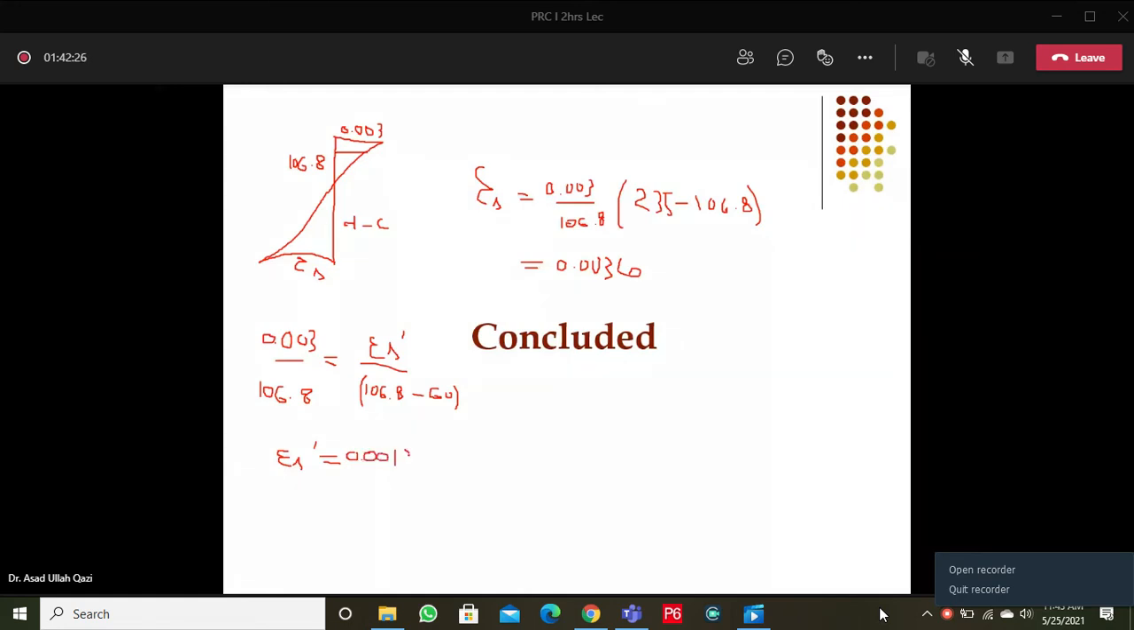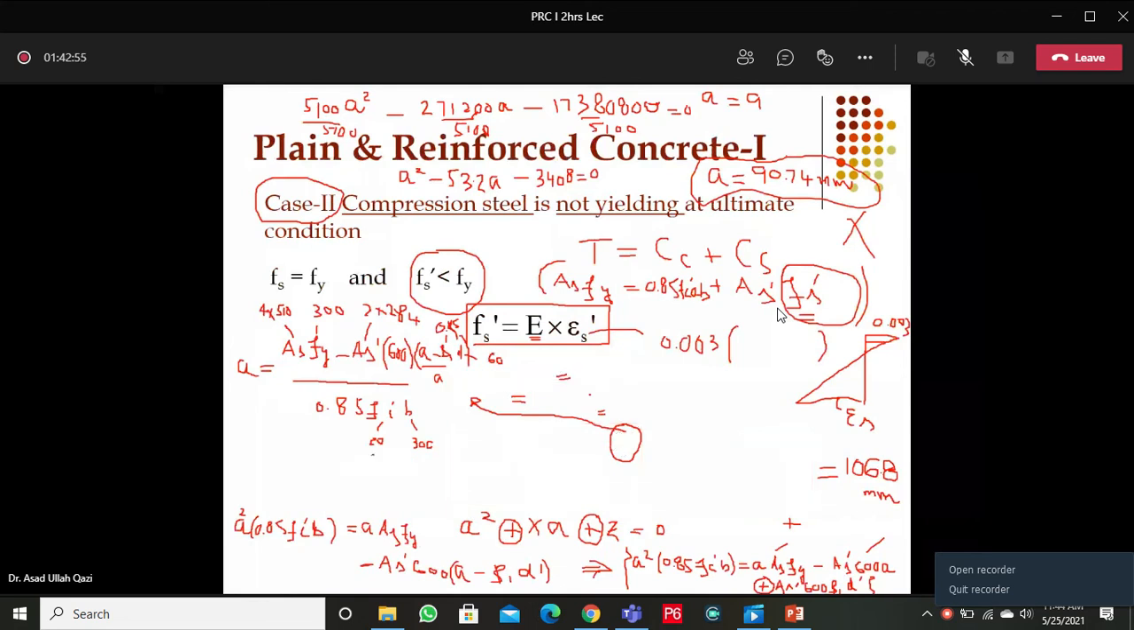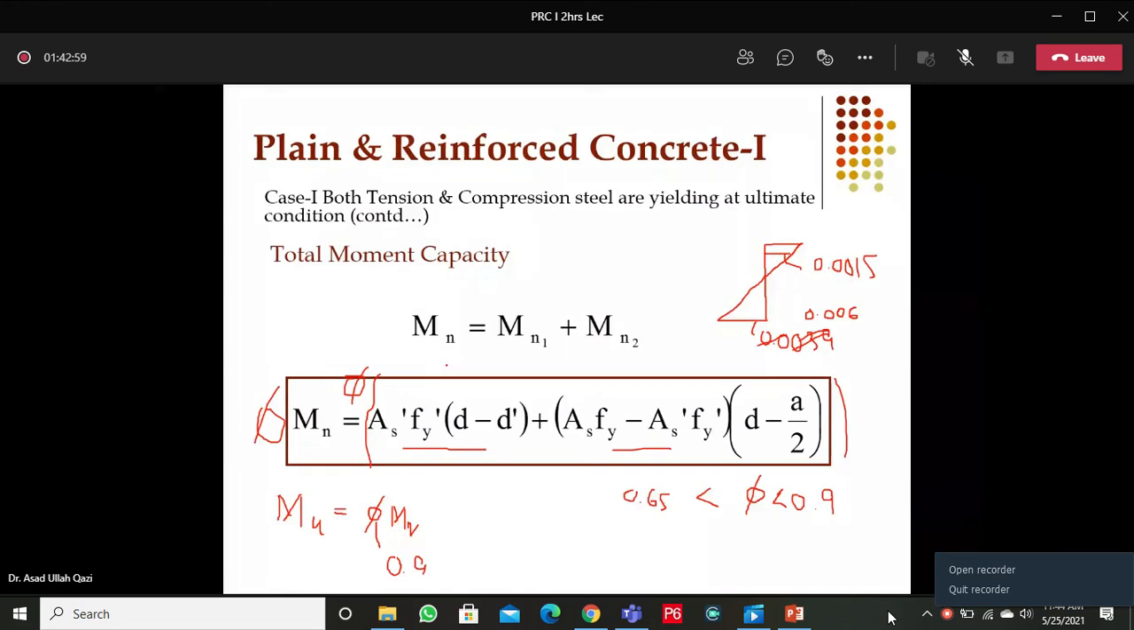So, with all this effort now, we got the right strains in tension and compression steel, and we are on this now judgment that it is case 2 double beam. Now for case 2 double beam, what we will do, we want to now write the moment resistance equation. So what changes we are going to make here are, over here I will put Fs prime, agreed, and over here I will put Fs prime, which we can calculate from our strain.